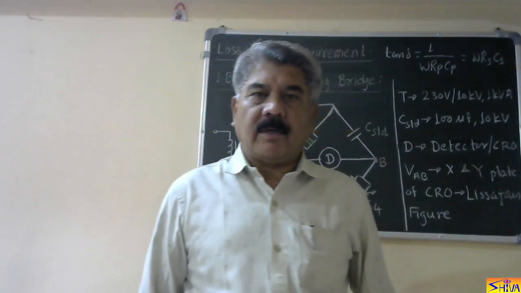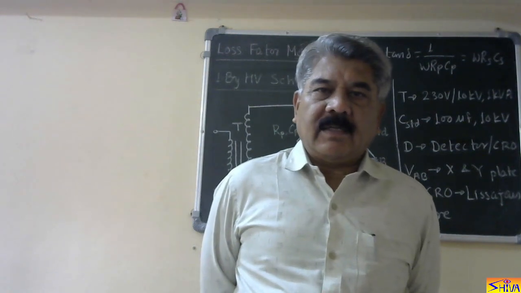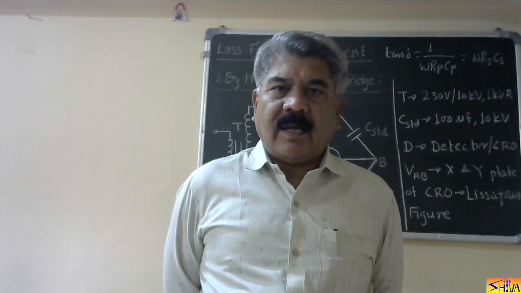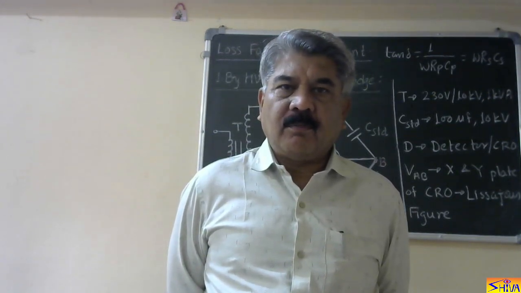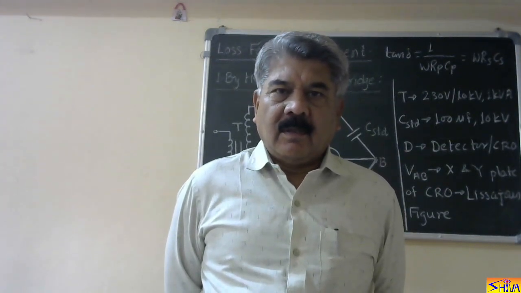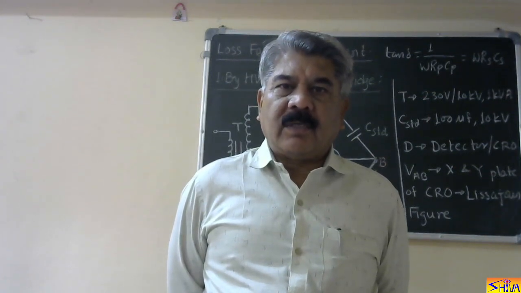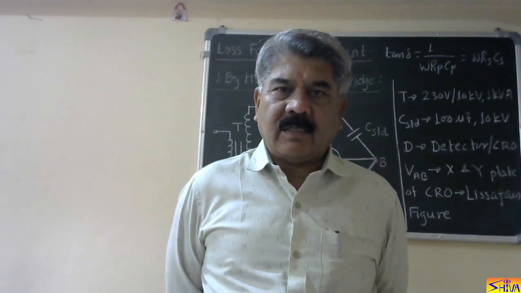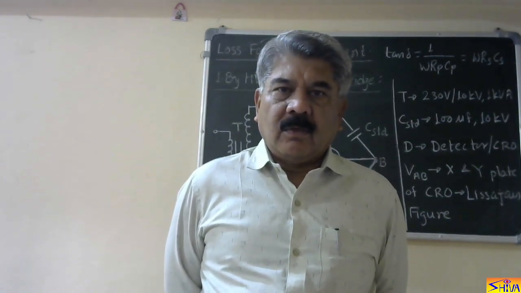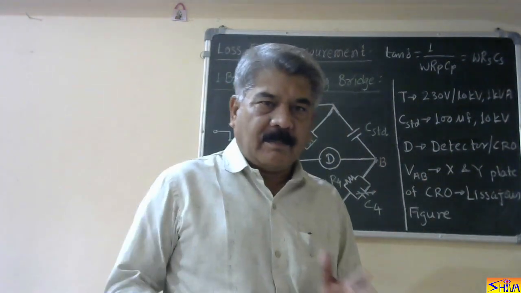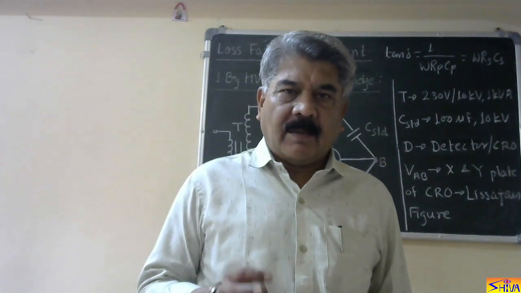Hello friends, good morning. In my previous two lectures, I explained how to find the DC resistivity of the insulation, and I took numericals on both methods, the galvanometer method as well as the loss of charge method. I have already told you that in order to assess the quality of the insulation, we require three parameters. Number one, insulation resistance; second, capacitance; and third, loss factor.